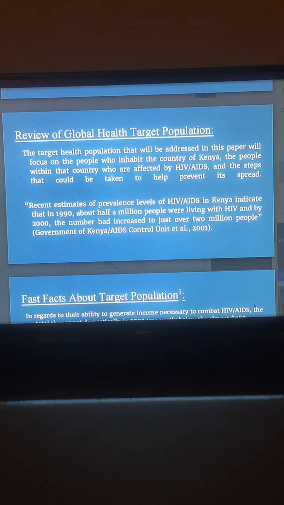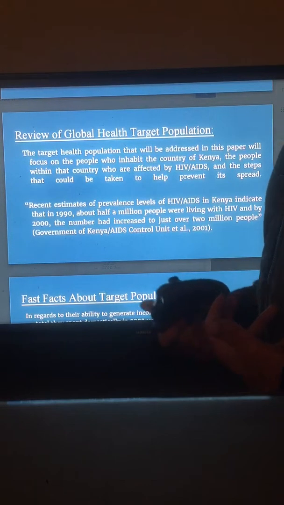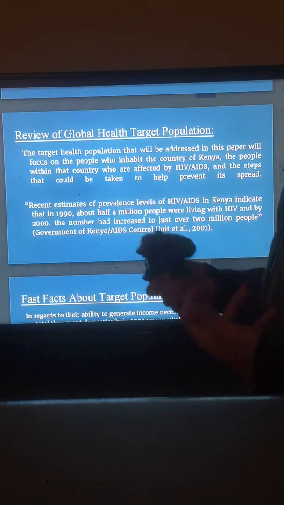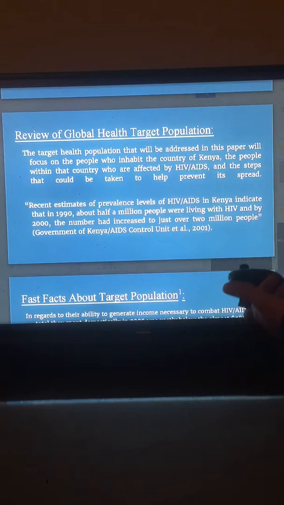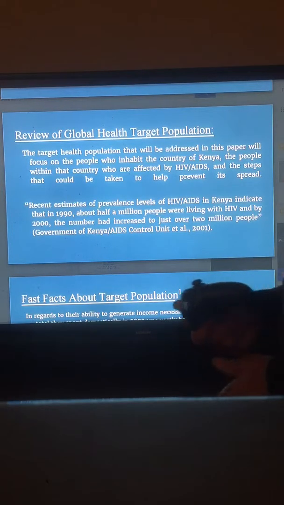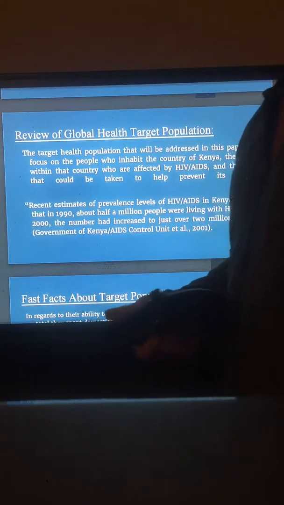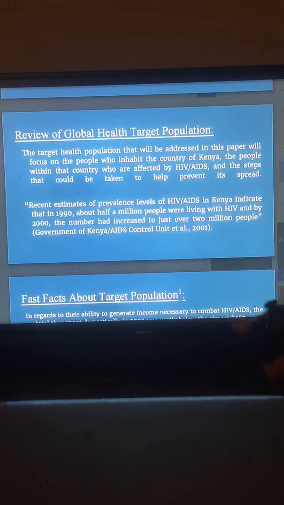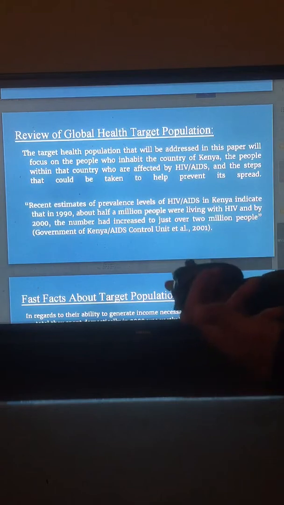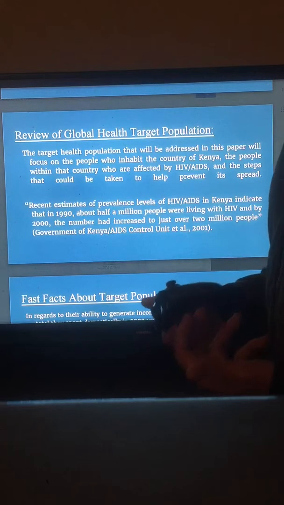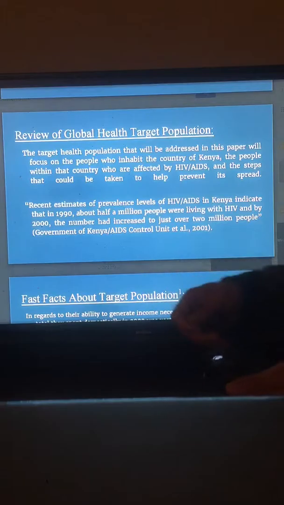The estimates that the government of Kenya AIDS Control Unit, Census Bureau, the data that they collected in the early 1990s said that about 500,000 people were living with HIV/AIDS, and by 2000 the number had increased to over 2 million people. So we're looking at roughly a 250% increase in just a decade's worth of time. Obviously, if that continues to happen, we're looking at a pretty substantial growth of HIV and AIDS just in this country alone, not on the continent, but just in this country alone.